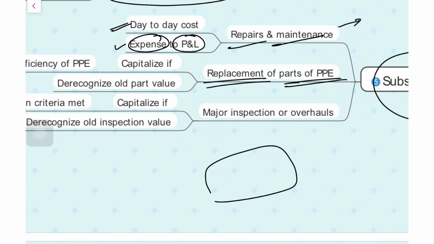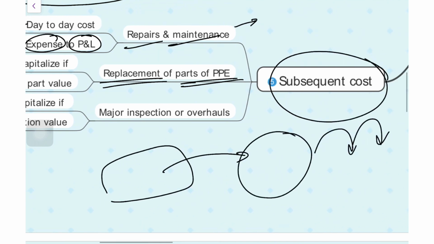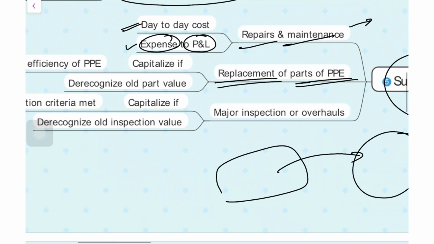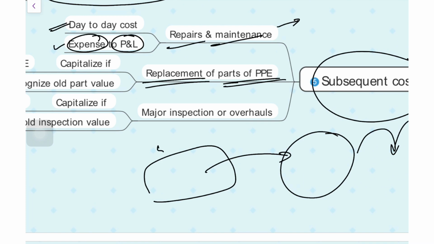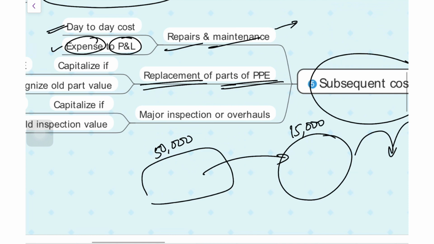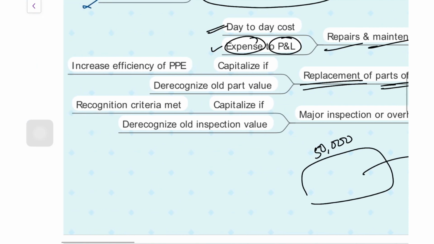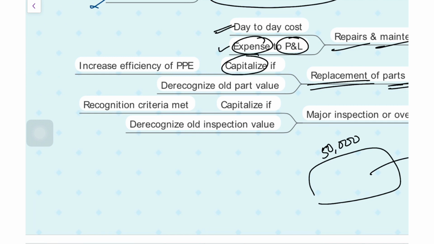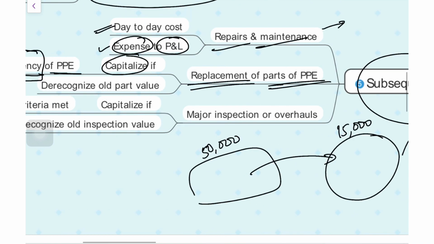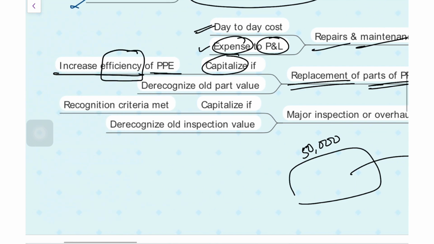Now talking about the next cost, which is the replacement of parts of PPE. In a bike, after a point of time you might change the entire engine of the bike itself. Here you are not doing just normal repair and maintenance, but replacing a major part of the PPE. Suppose the bike is 50,000 rupees, and the engine itself will cost you 15,000 rupees to replace. This is a very big expense, so you have to capitalize it if it is going to increase the efficiency of PPE in the future. That means if the PPE is able to perform better and in a more efficient way, then you can capitalize this cost.